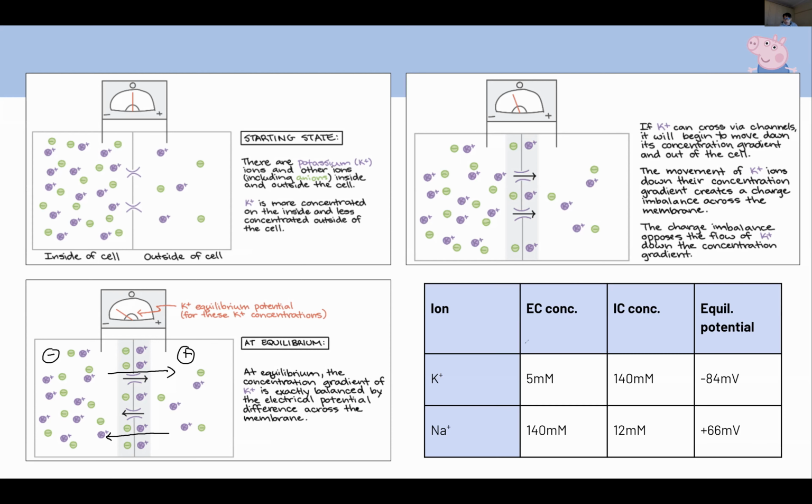And so what actually affects this equilibrium potential? Well, it's the difference in concentration inside and outside of the cell. So for example, if we look at potassium, if it's 5 millimoles outside of the cell and 140 millimoles inside the cell, which is normally what it is, we have an equilibrium potential of negative 84 millivolts. Similarly with sodium, because the concentration difference is a bit less, it's going to be positive 66 millivolts.